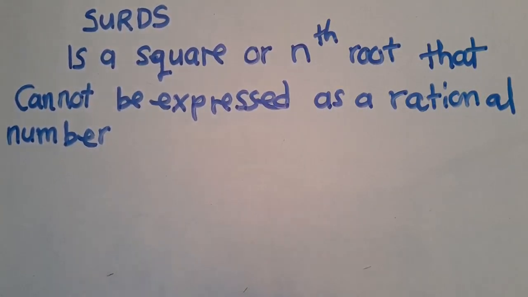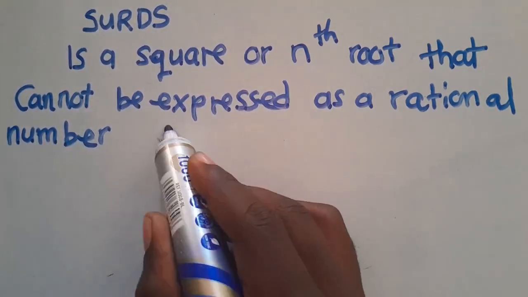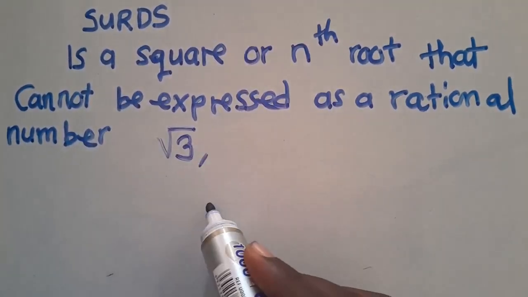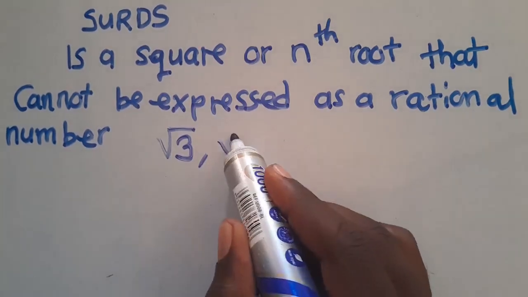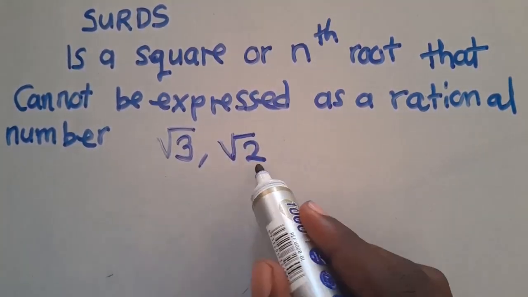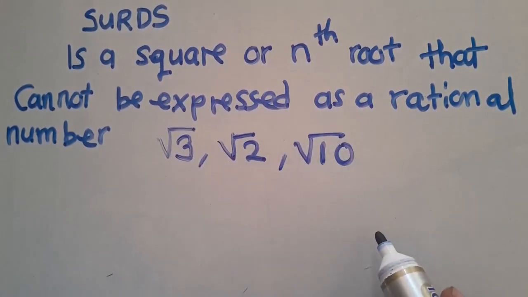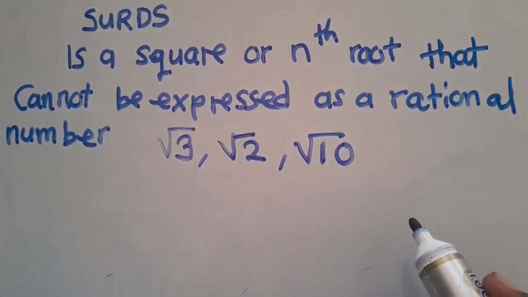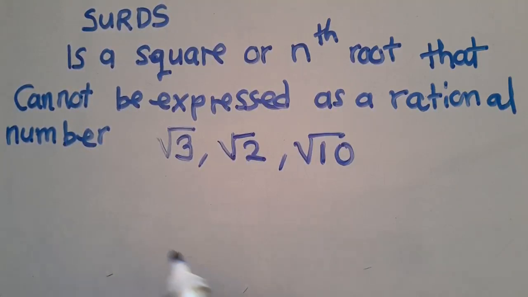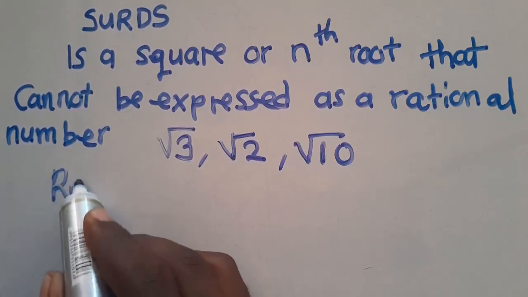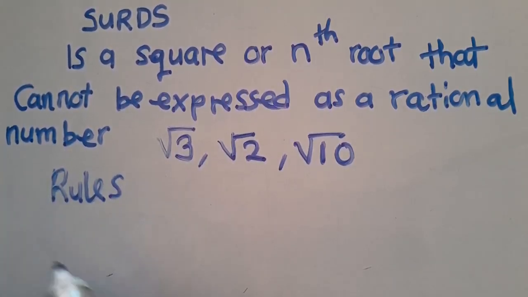So we've got examples of surds. We've got root 2. That is an example of a surd. So root 3, root 2, you can have root 10. All these are examples of surds. So this is what you need to know under surds. And there are rules that govern surds. There are just 3 rules that you are supposed to know under this topic.